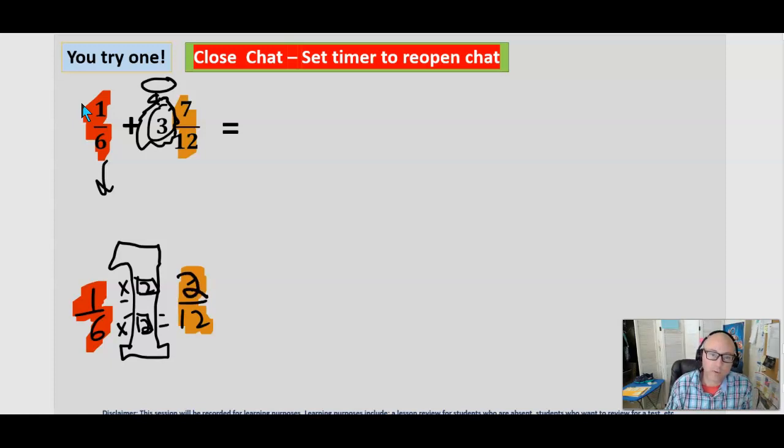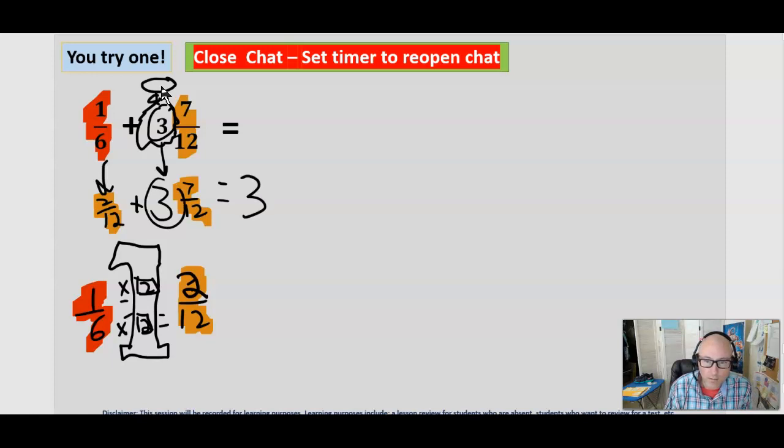So now I can rewrite this as 2/12ths plus, I'm going to put that 3 in there just because I don't want to forget it this time, 7/12ths. So now we have an orange and an orange. Now let's add it up. 2/12ths. So let's do the 3. I don't want to forget the 3, right? And now let's put our 2/12ths and 7/12ths together.